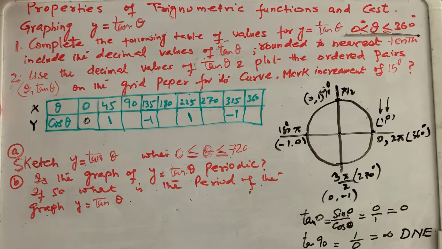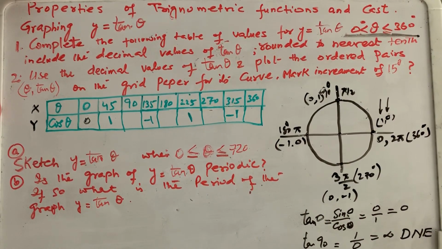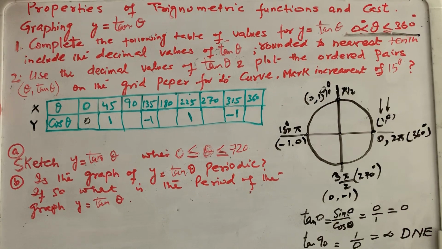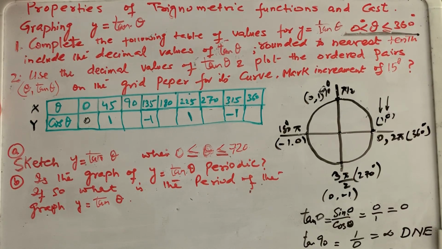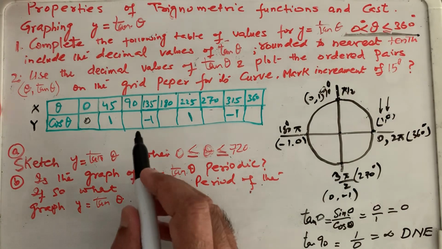And then tangent 270, right? So tangent 270 is minus 1 divided by 0, which again does not exist. So DNE is a kind of asymptote. And then we have 360. So tangent 360 is equal to sine 360 divided by cos 360, which is 0 divided by 1, which is 0. So we have to fill up the table.